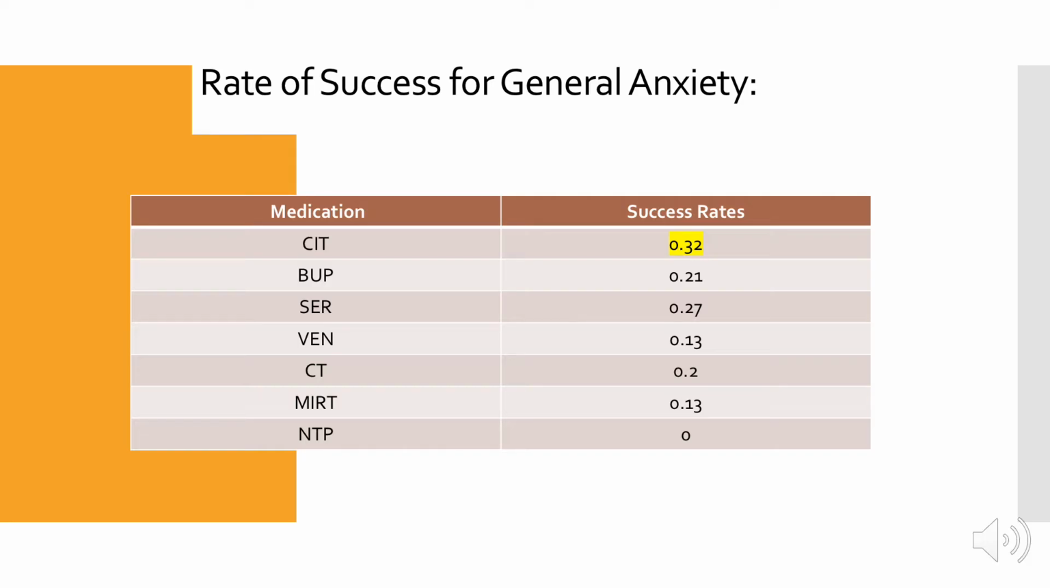Once all those calculations have been made, this is what the end result should look like. We were asked to find which medication has the highest rate of success, and from looking at the chart, we can see that CIT has the highest success rate with 0.32.